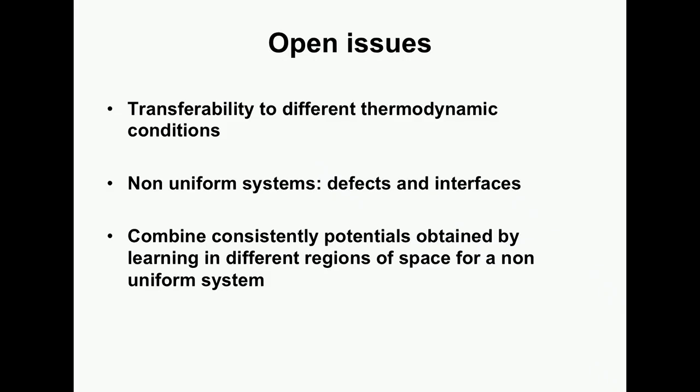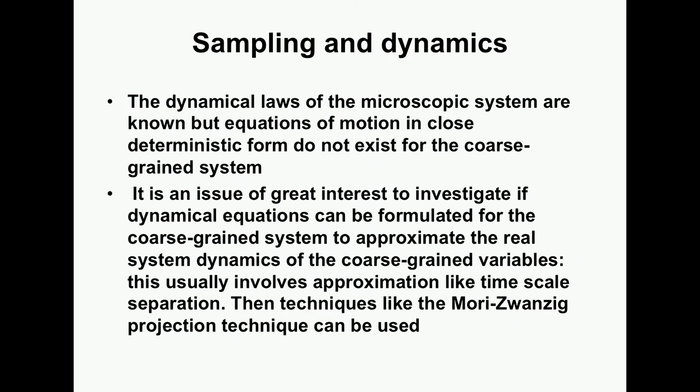And now, very quickly, open issues. I just quote a few open issues here. What is the transferability to different thermodynamic conditions? That is something that has to be explored. So far, so good if we have systems that are uniform. But if we have non-uniform systems that are actually the most interesting, like defects or interfaces, what can we do? We have to combine consistently potentials obtained by learning in different regions of space for a non-uniform system.